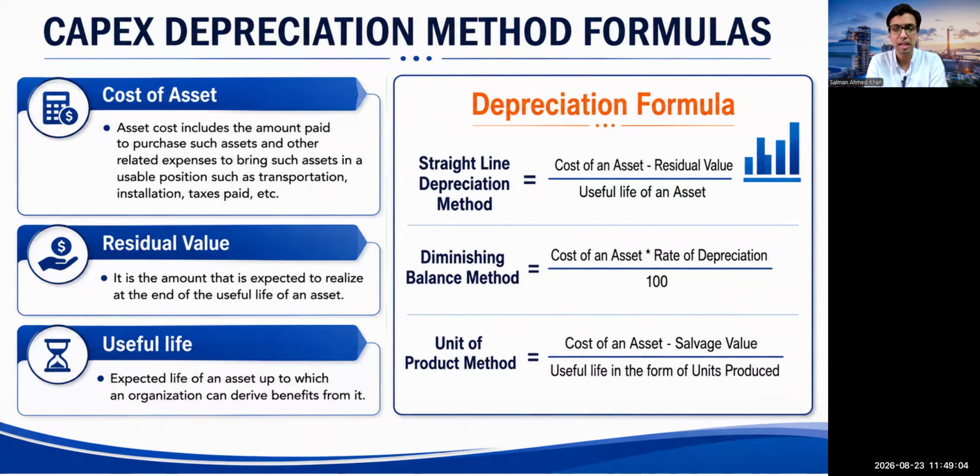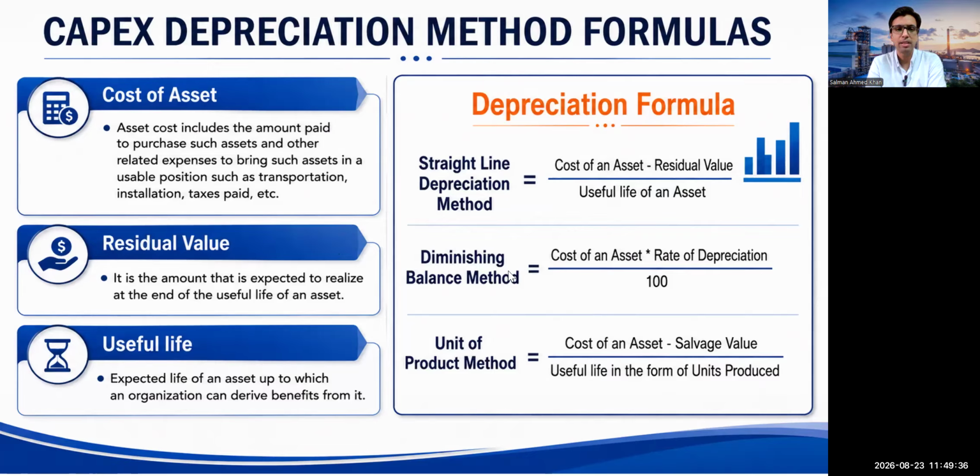In my case, I apply the straight line depreciation method, and of course my financial team also applies it, in the company where I'm working. You can also apply that. So let's talk about the straight line depreciation method formula. It is the cost of an asset minus residual value, divided by the useful life of an asset.